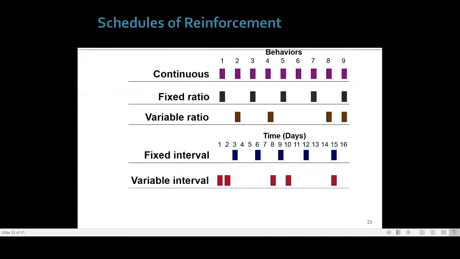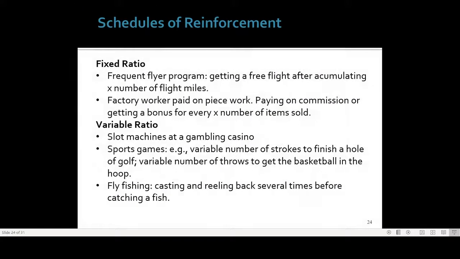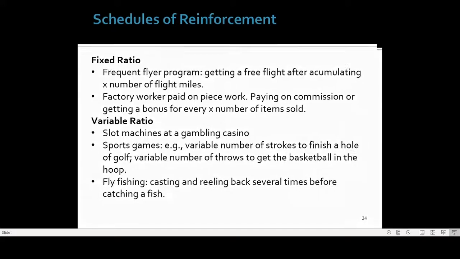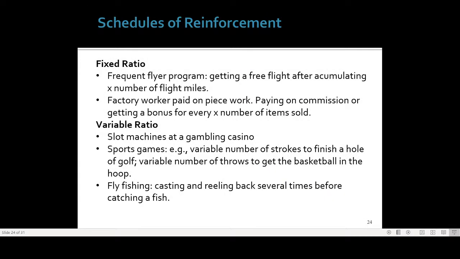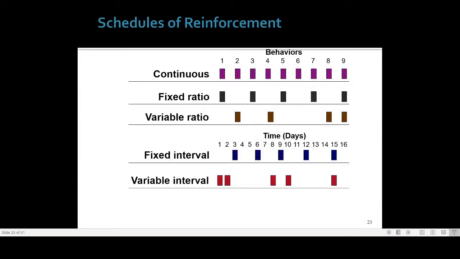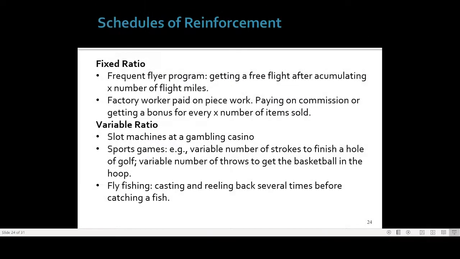Now let's look at the fixed ratio reinforcement. An example I can give you is Sri Lankan Airlines frequent flyer programs, where you get flight miles. So getting a free flight after accumulating X number of flight miles is called a fixed ratio. When you travel, if you register for the frequent flyer program, each time you travel it accumulates the number of miles as points. After accumulating a certain amount of points, on a ratio, you receive a free air ticket. So that's called a fixed ratio reinforcement.